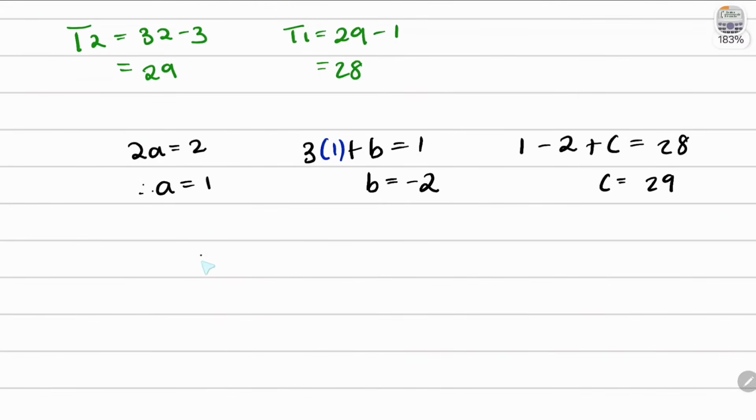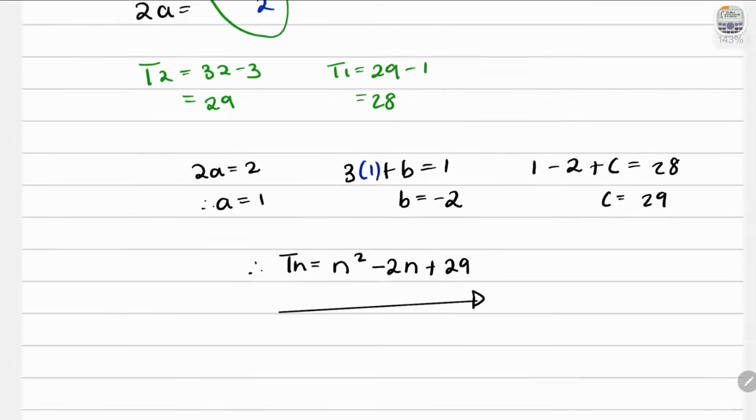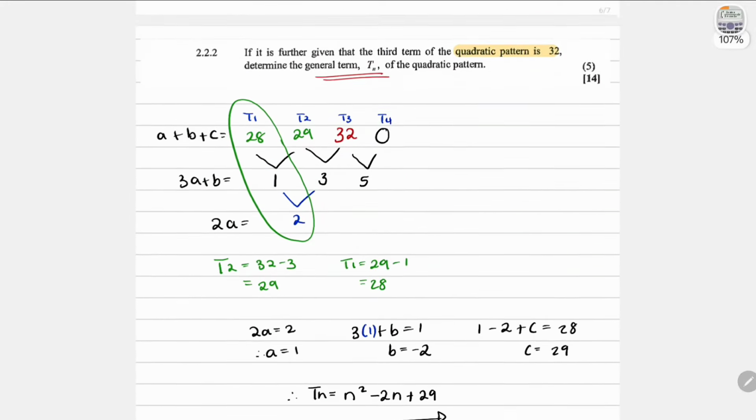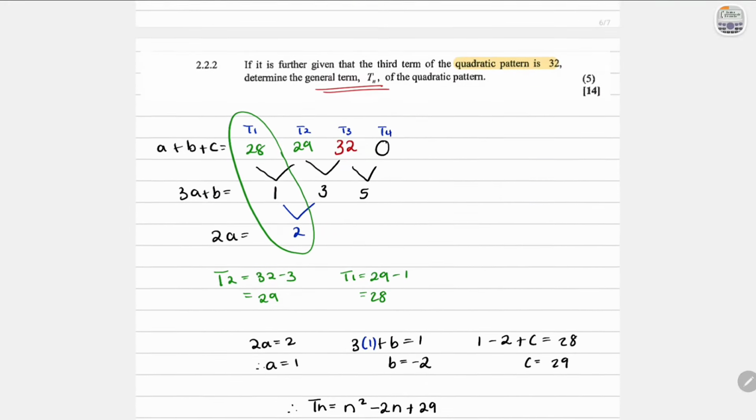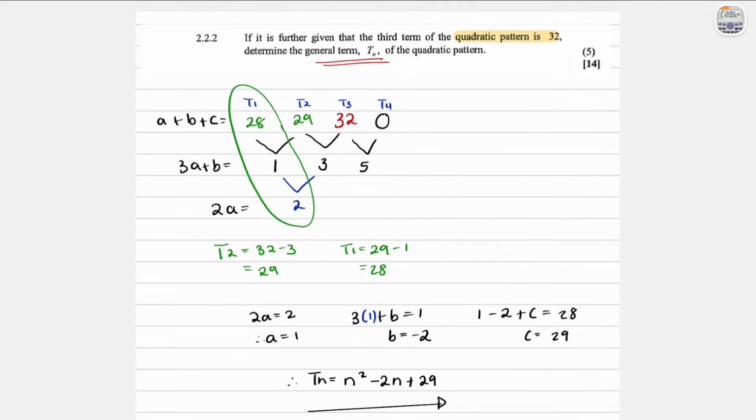So our Tn formula is Tn equals an squared, but a is 1, so it's n squared, plus bn, but that's negative 2, so negative 2n, and then plus c, which is 29. And that is our Tn formula. Okay, so that was the last question for question 2, and moving on to question 3.